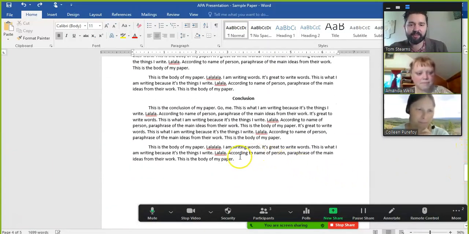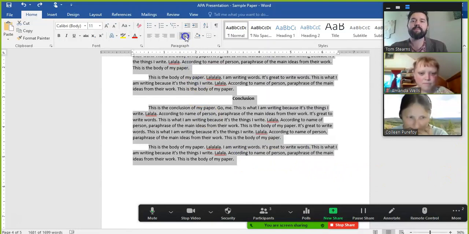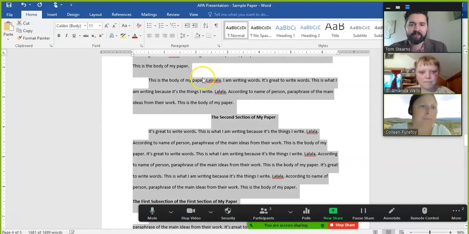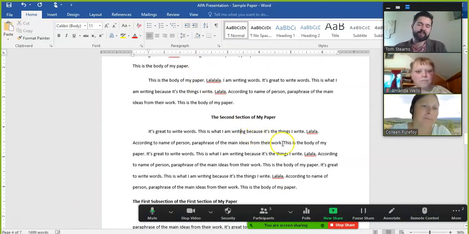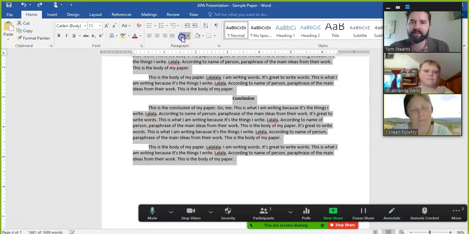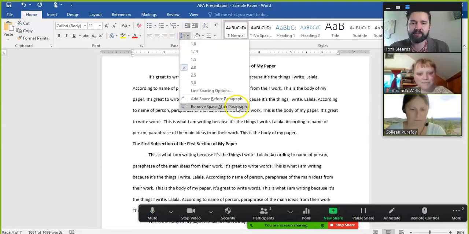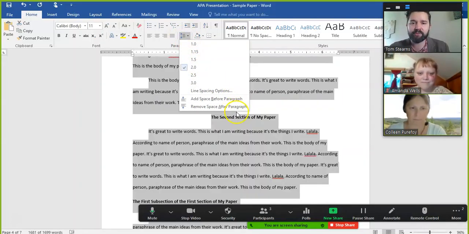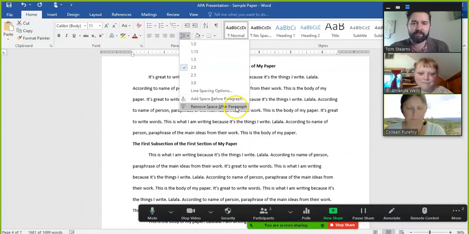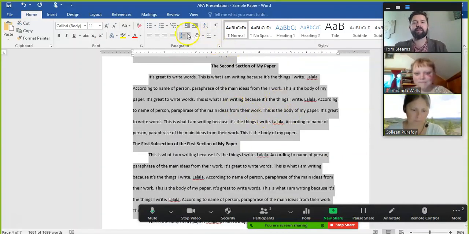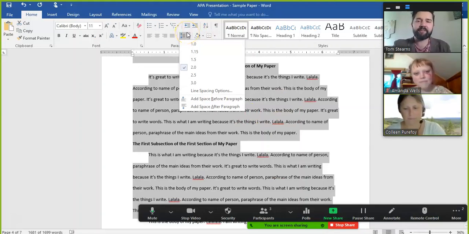So what I'm going to do, I'm going to select all of this. I'm going to make it double spaced, but then you'll notice that even with double spaced, it's harder to tell now, but it's still got the extra space between each paragraph. So not only am I going to double space it, but I'll also select here this remove space after paragraph. Notice the difference between the two. It really makes a big difference. So again, you'll always want to do double spaced and remove space after paragraph.